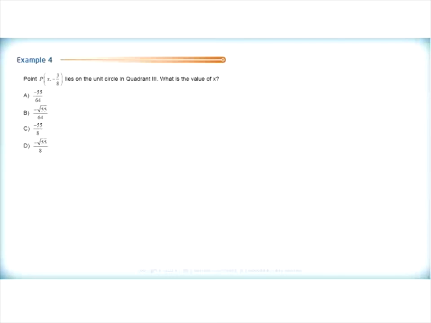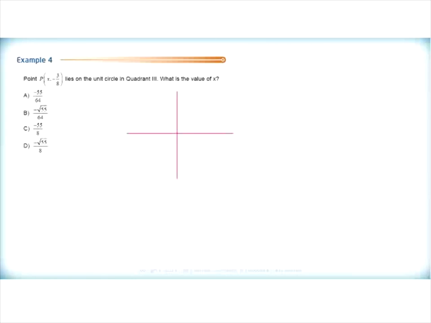Another example: the point P, x comma negative 3 over 8, lies on the unit circle in quadrant 3. What is the value of x? Similar to the one that we did earlier. Again, if you want to pause the recording and try this one, you probably should. I will proceed to do it.